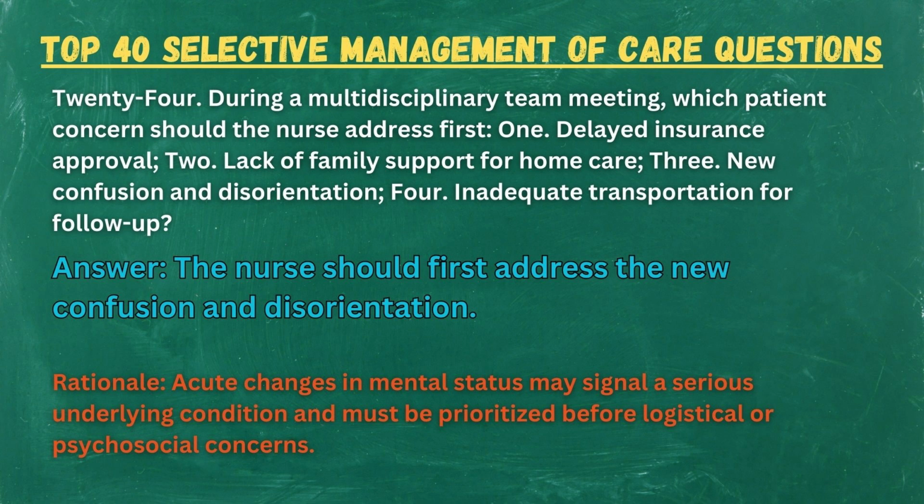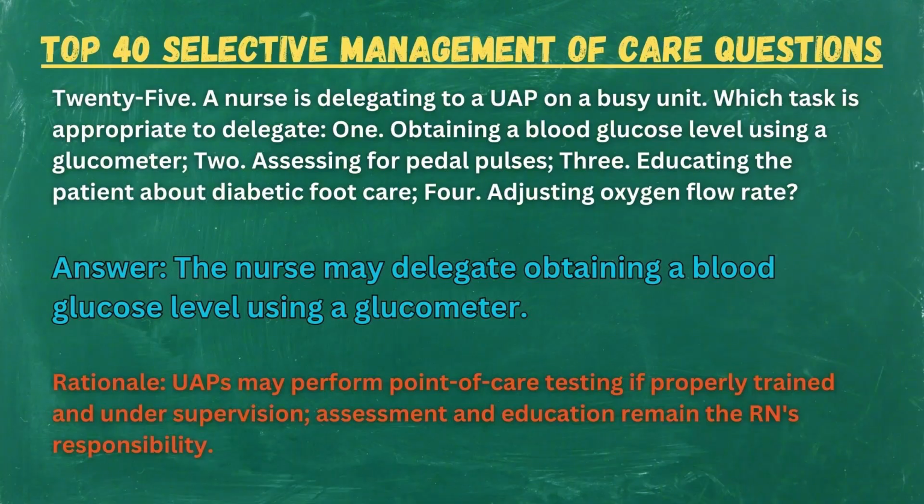Rationale: Acute changes in mental status may signal a serious underlying condition and must be prioritized before logistical or psychosocial concerns. 25. A nurse is delegating to a UAP on a busy unit. Which task is appropriate to delegate? 1. Obtaining a blood glucose level using a glucometer. 2. Assessing for pedal pulses. 3. Educating the patient about diabetic foot care. 4.